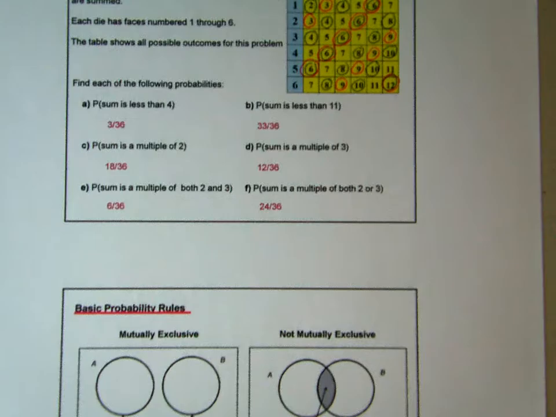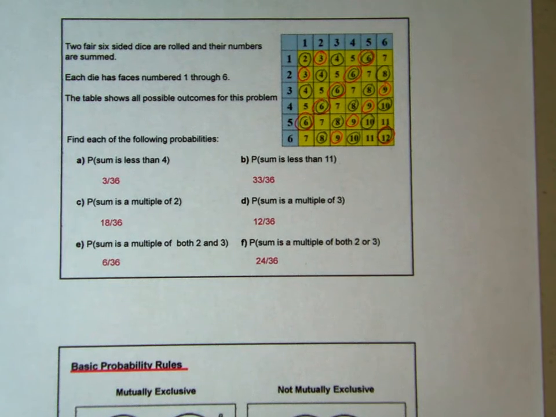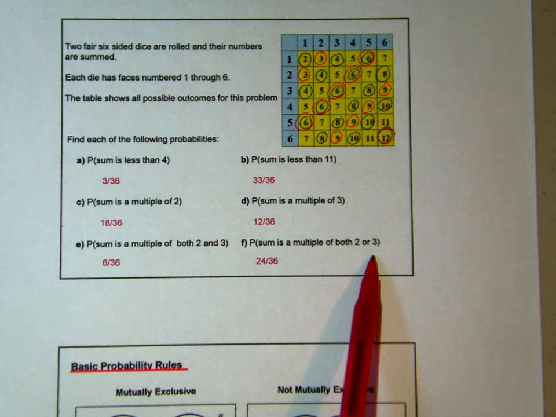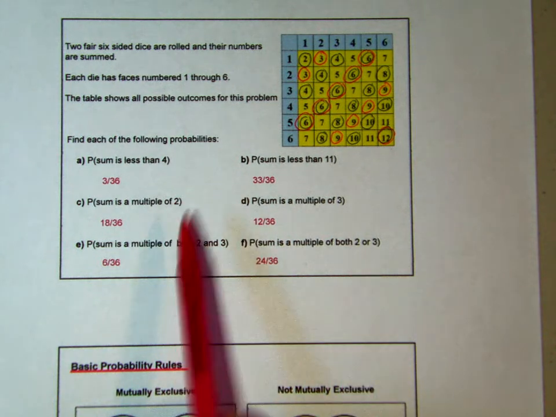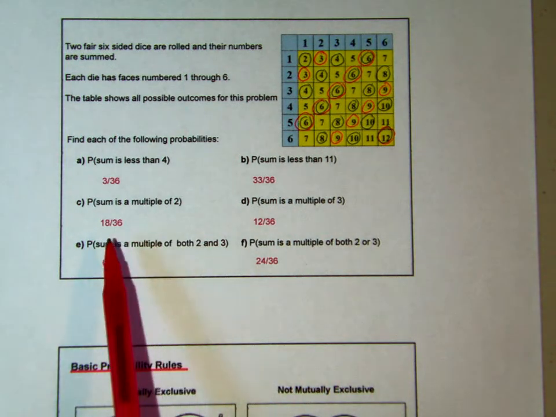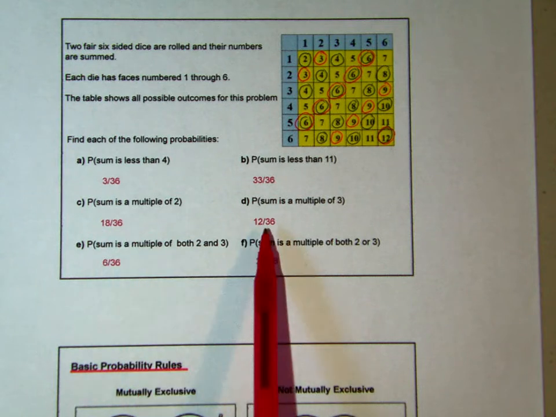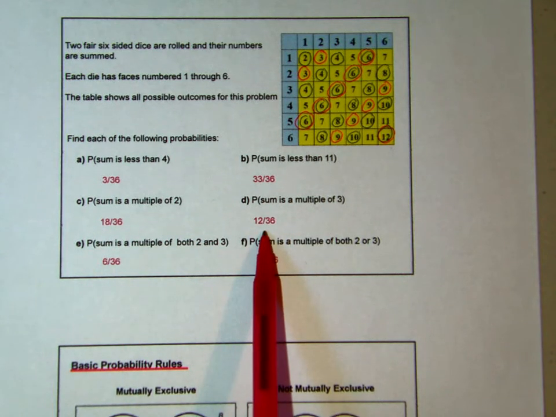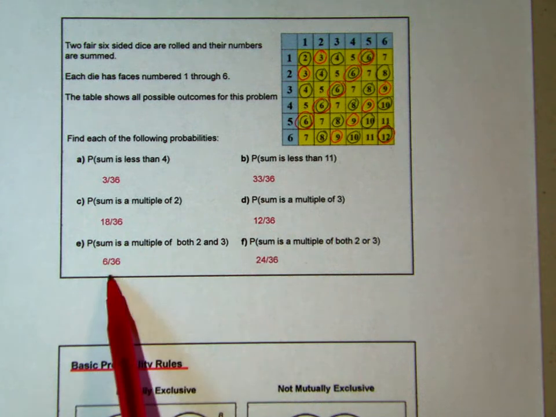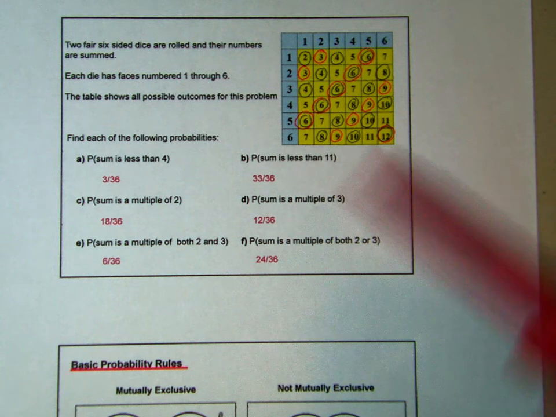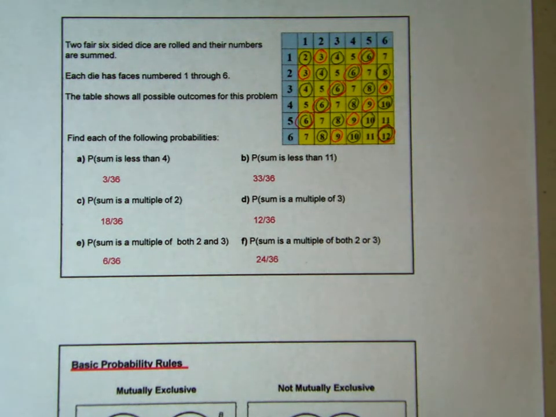So going back up to the problem on the previous slide, for the sum being a multiple of 2 or 3, another way we could have approached that, if we've already figured out the stuff that came before it, is we know that there are 18 ways to get a multiple of 2, and 12 ways to get a multiple of 3. Well, 18 plus 12 is 30, but some of those got counted twice. So then you take away how many got counted twice, which is the 6, and that's the alternate way to get to the 24 without necessarily counting blue and red circles on our sample space.